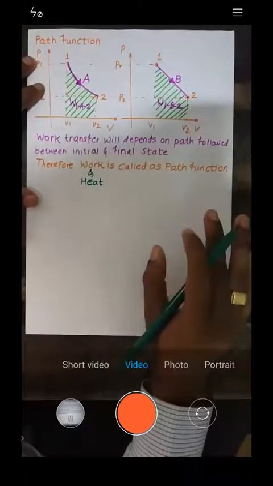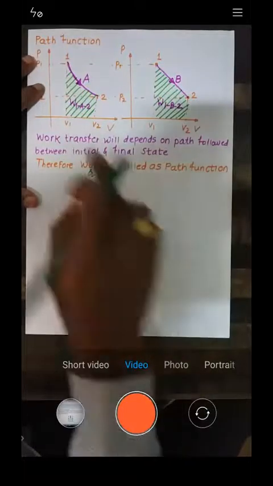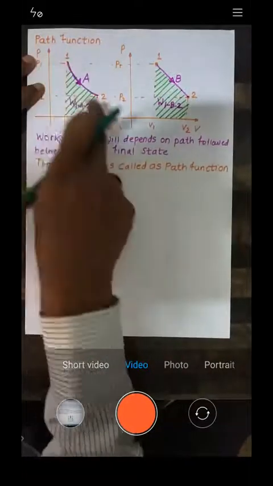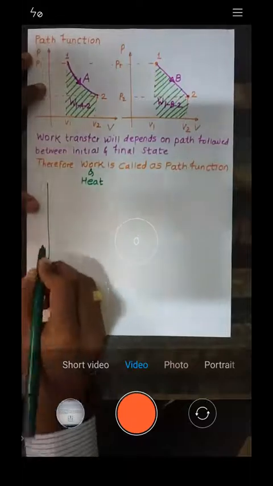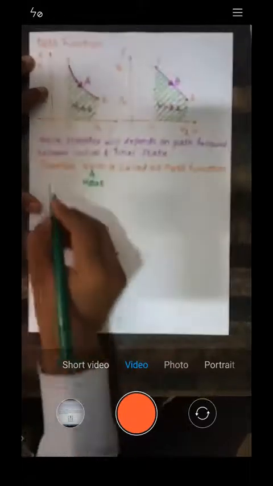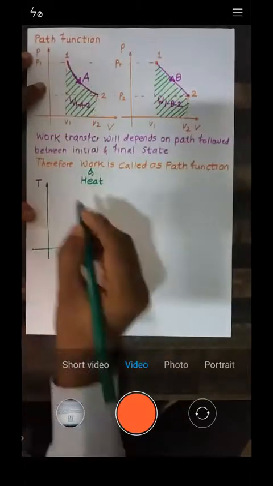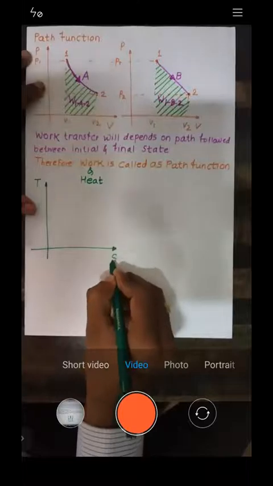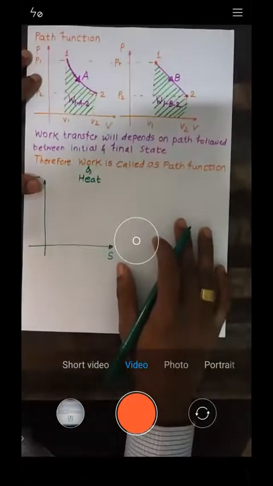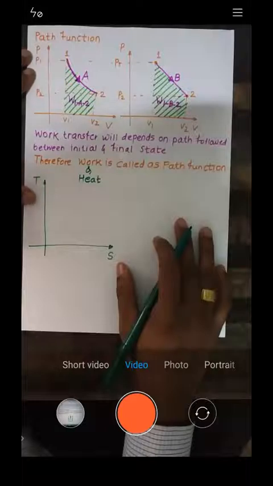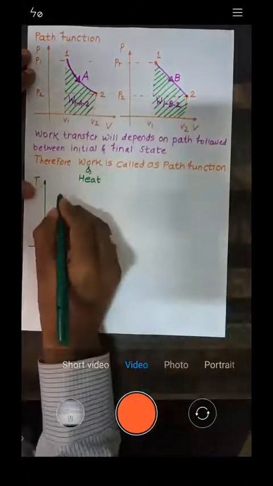Okay, so let me explain very simply. On which scale have you plotted the diagram? On a PV scale, right? On a PV diagram, you plot the process. On a similar note, if you plot the process on a TS diagram, try to understand. When you plot the process on a TS diagram, let me plot the same process on a TS diagram.